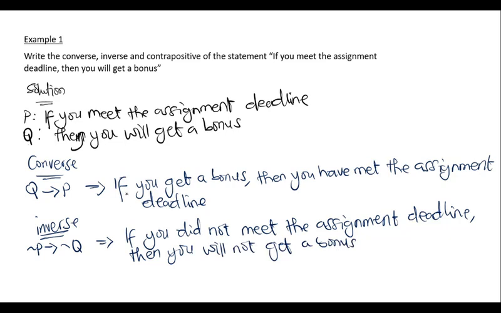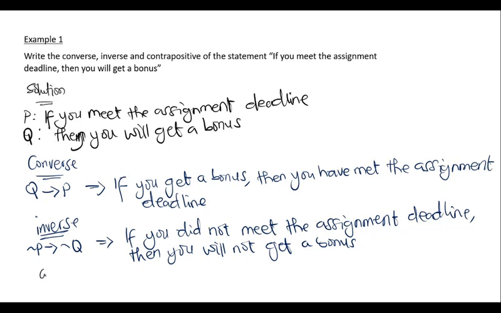So do you see that we have the original statement, if you meet the assignment deadline, but we added not. The not is what the negation over here is referring to. So if you did not meet the assignment deadline, then you will not get the bonus. It is the not over here that is negating the second statement Q.